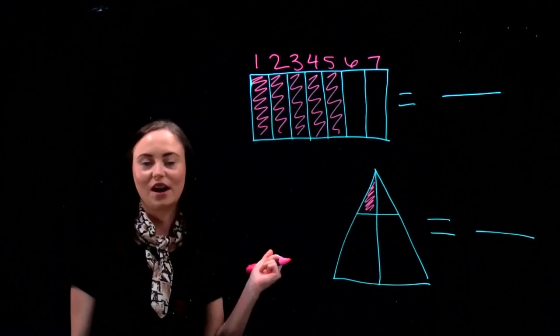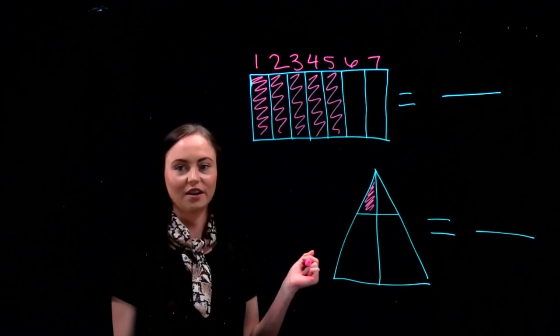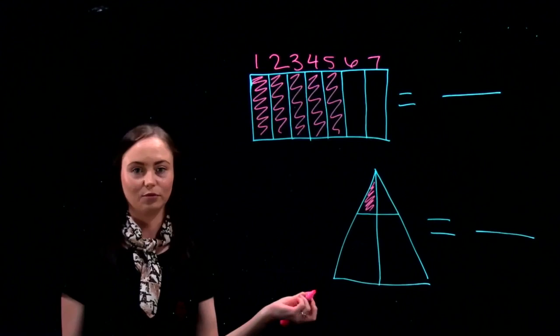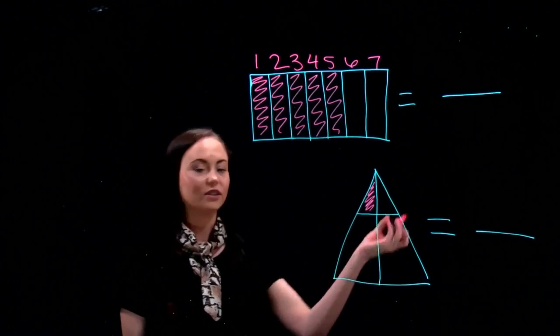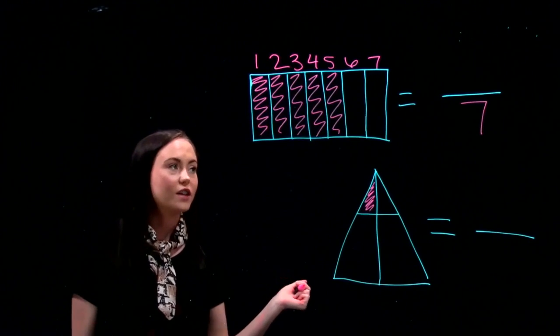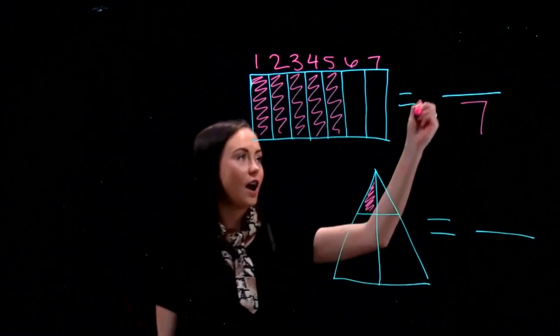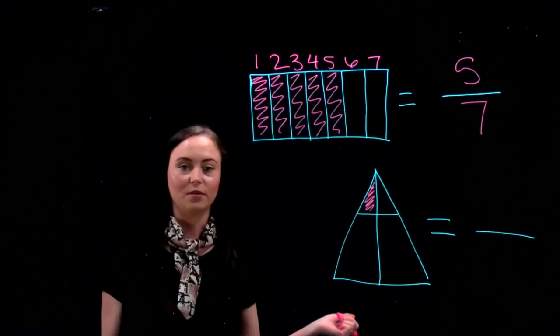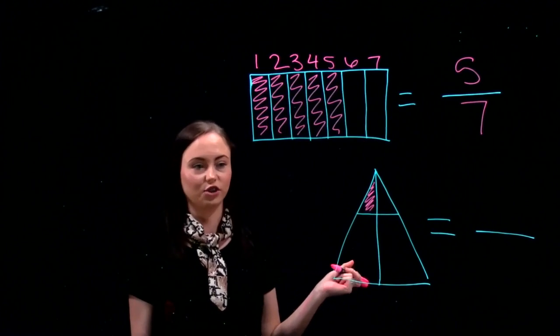Now we're going to work on identifying fractions based on shapes that are shaded. Let's take a look at our first example. In this example, we have 7 equal pieces in our rectangle. Of these 7 pieces, 5 are shaded. So that would mean we have 5/7 of the rectangle shaded.